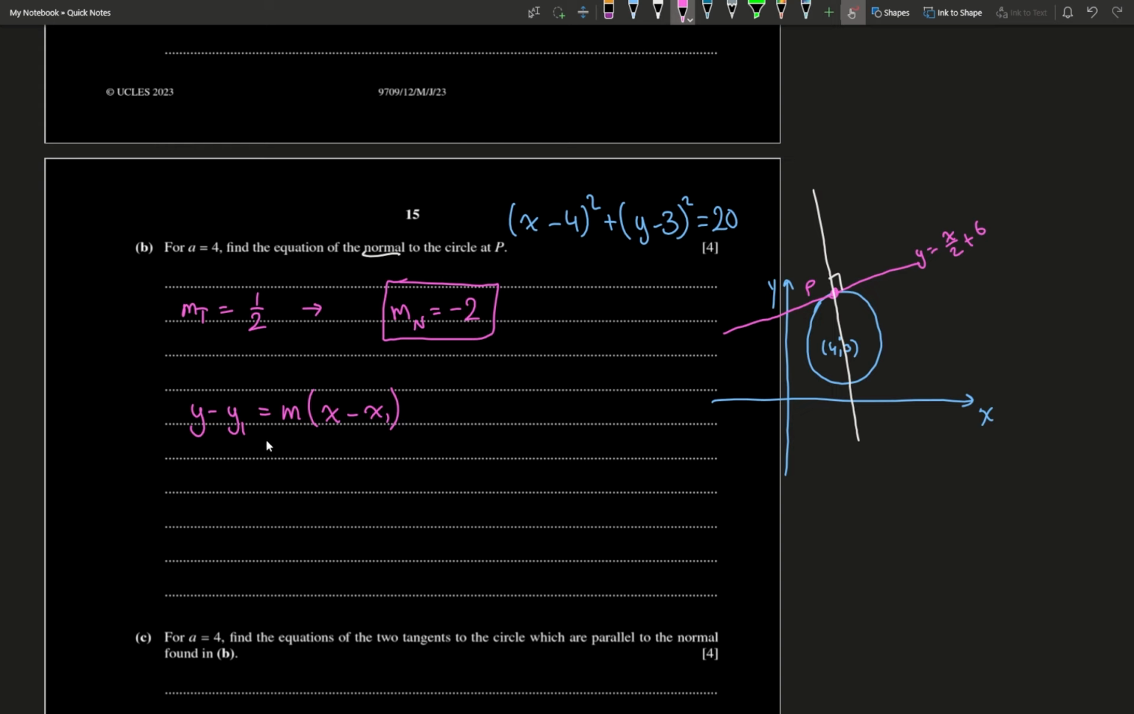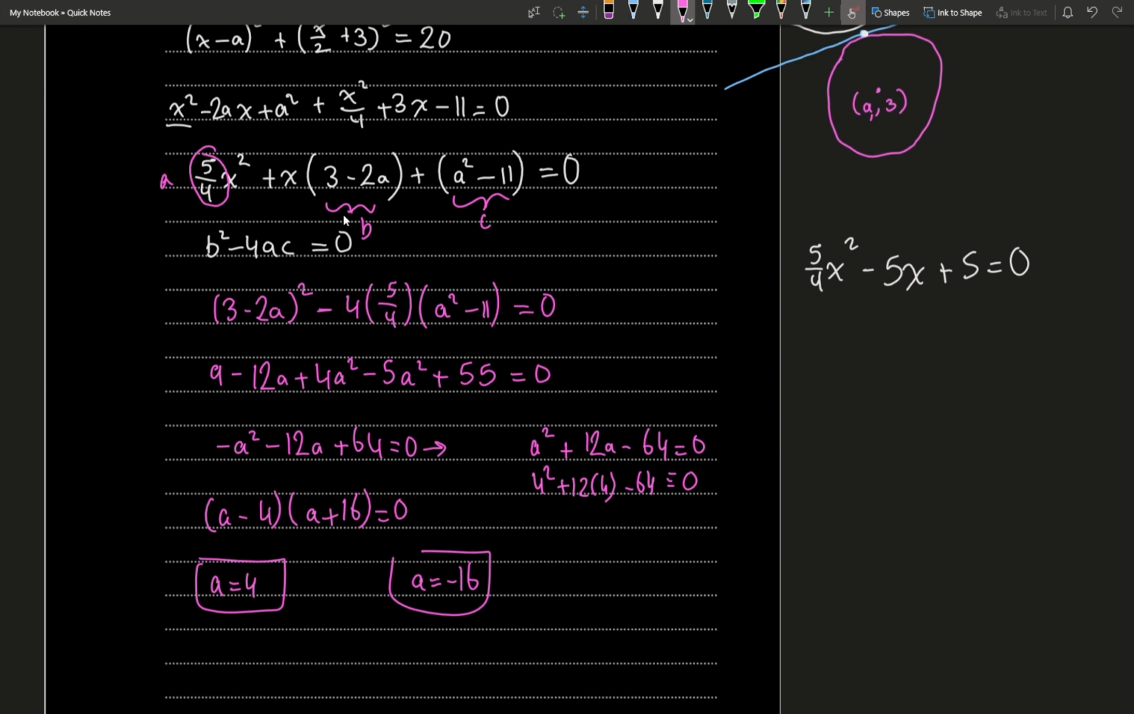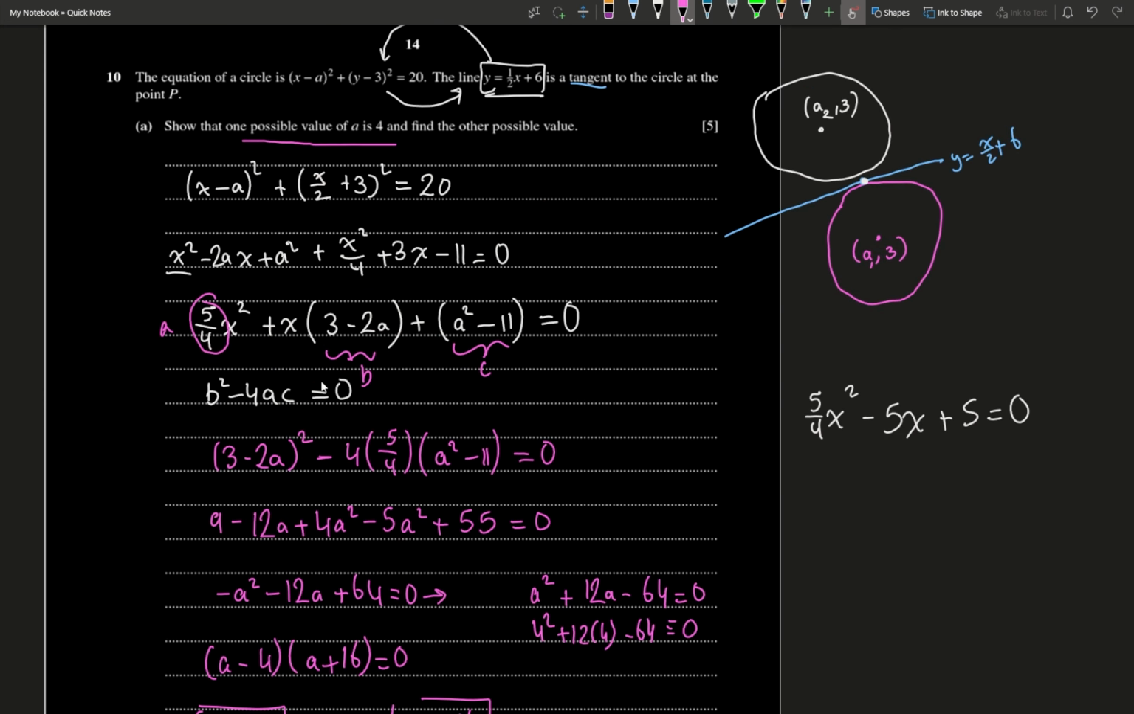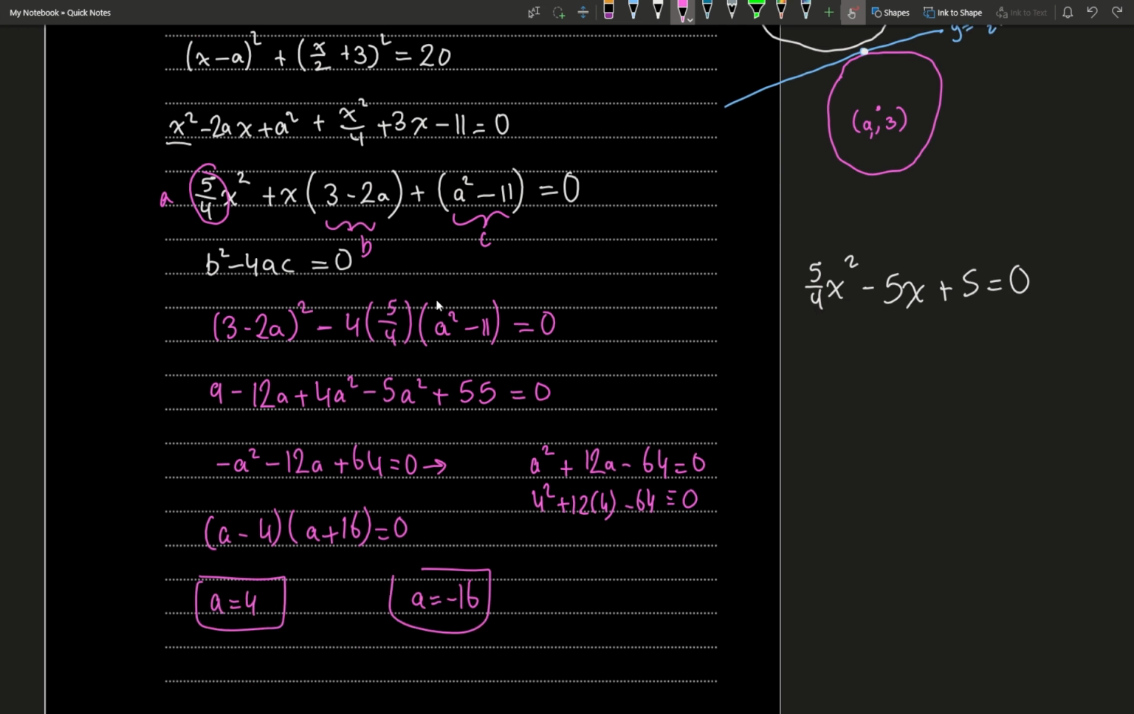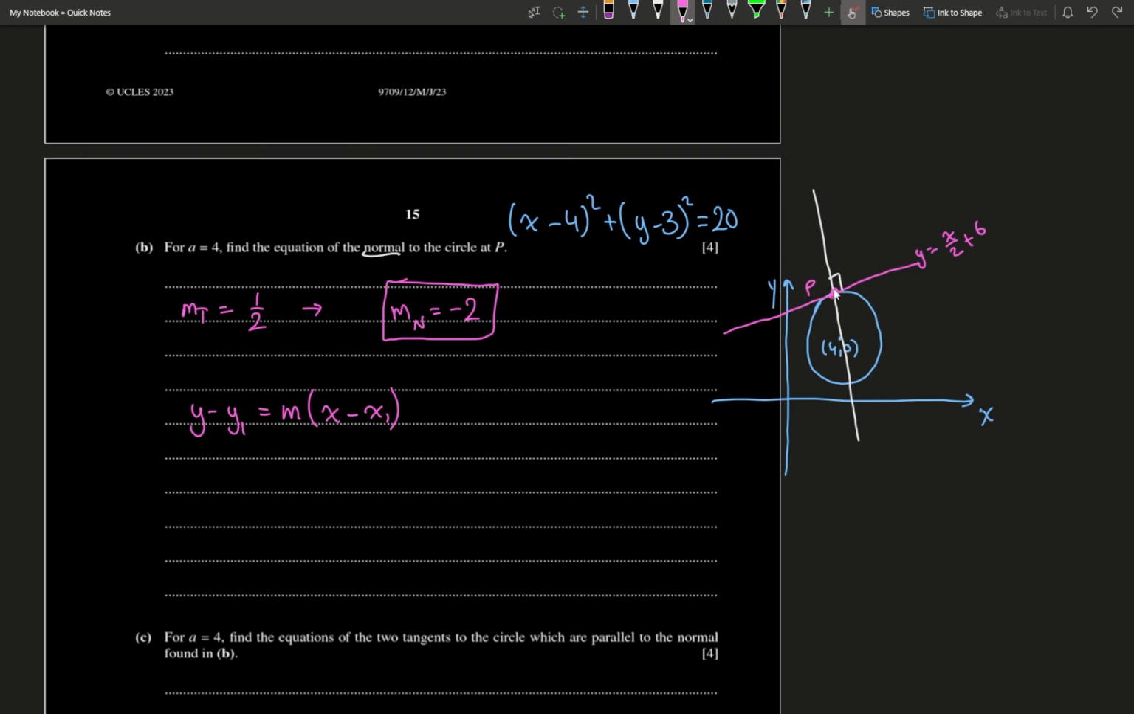But the idea is we don't have x1 or y1. To get x1 and y1 you would have to go up and solve the equations, this one and this one, and find the point of intersection, which is P. Then you get the coordinates and substitute them here. But instead of doing all this, we know that if we have a tangent and there's a perpendicular line to the tangent, that perpendicular line will pass through the center of the circle.